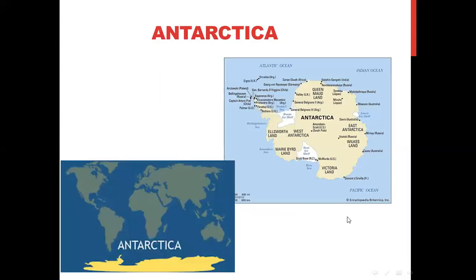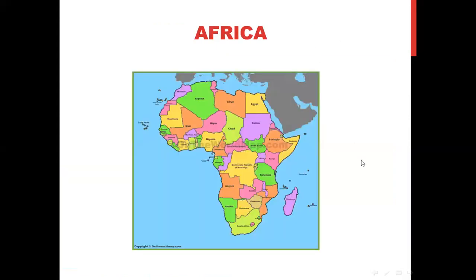Okay, and then we have Antarctica, which is in the south of the earth. And I told you it is one of the biggest continents also, but it is smaller than Asia. But it doesn't have a lot of people living there. So that's why we call it a continent. Then we have, of course, our lesson for today, which is Africa. Africa, as you can see, is the second largest continent around the world. If you want to remember Africa, remember it as a chicken leg, because it looks like a chicken leg.